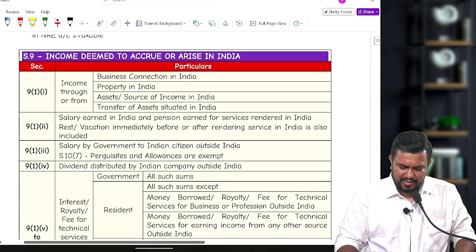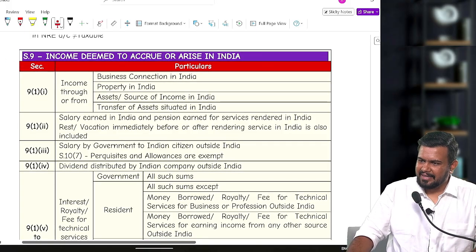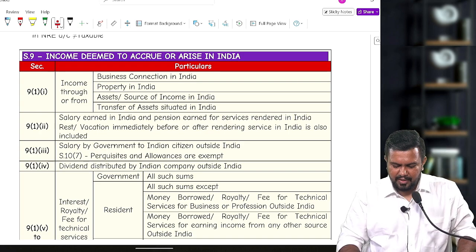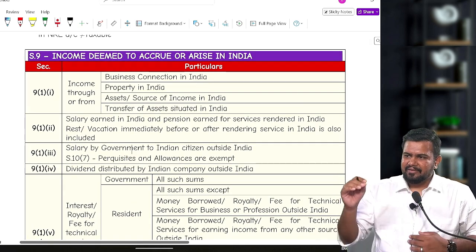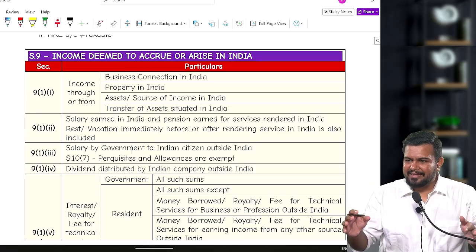Morning. So income deemed to accrue or arise in India is given in section number 9. Section number 9. Listen here. So there are cases where a confusion might arise whether the income is accruing or arising in India or not.